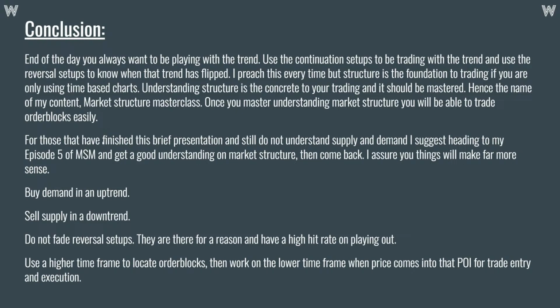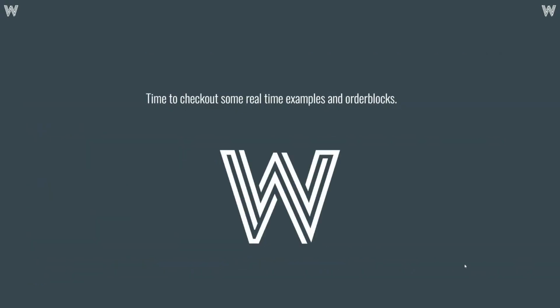Again, for those that finished this brief presentation and still don't understand supply and demand, I suggest heading to episode 5 of MSM. Buy demand in an uptrend, sell supply in a downtrend. Do not fade reversal setups. They are there for a reason and have a high hit rate on playing out. Use higher time frame to locate order blocks, then work on the lower time frame when price comes into that point of interest for trade entry and execution. And that is it.